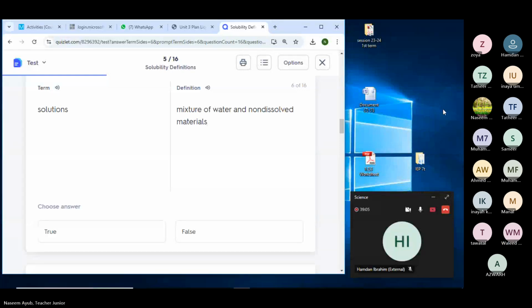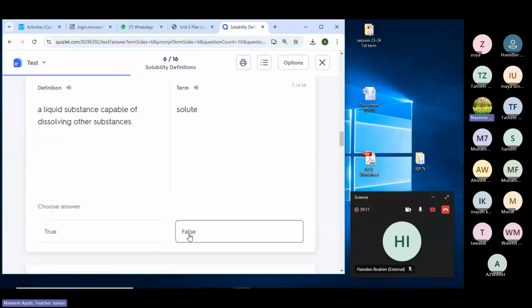A mixture of water and non-dissolved materials is false. A liquid substance capable of dissolving other substances: is it solute? No, ma'am. Yes, sir, it's solvent. Solvent. Yes, ma'am, it's solvent.